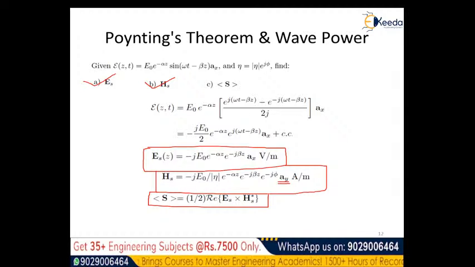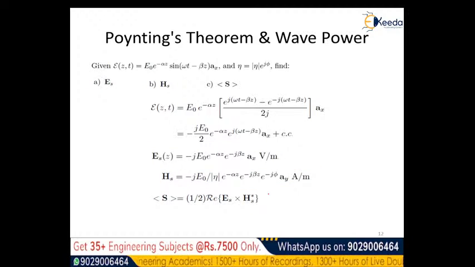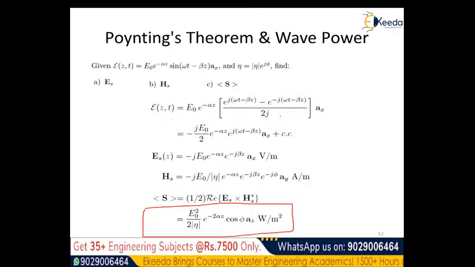By utilizing this particular formulation, if we carry out the cross multiplication and multiplication by 1 by 2 here, we get it to the form E0 squared divided by twice the mod of eta. This ratio is multiplied by e to the power minus twice alpha z into cosine phi, in the direction az as a result of the cross multiplication, and the power density is measured in terms of watts per meter square. So here it will be the solution for the power density as required in part C of this problem statement.